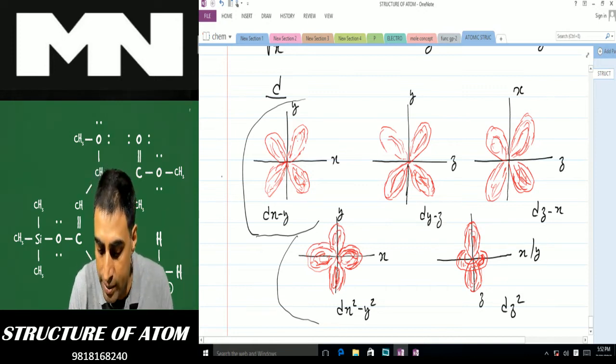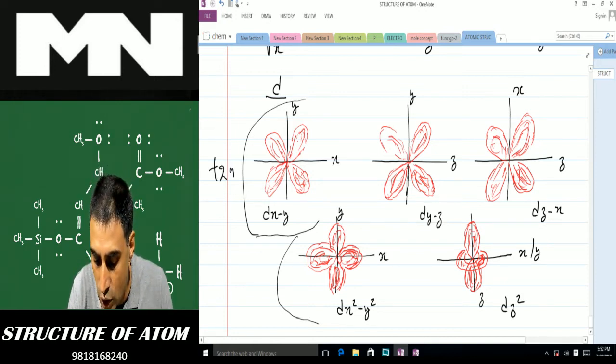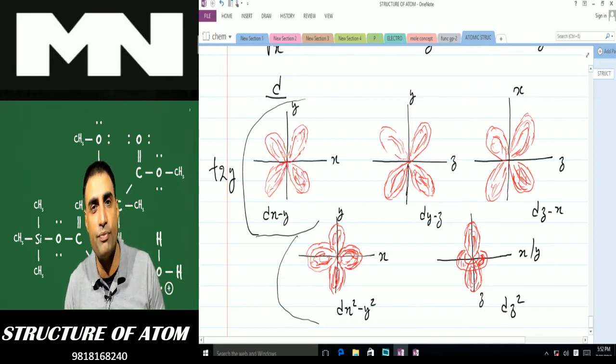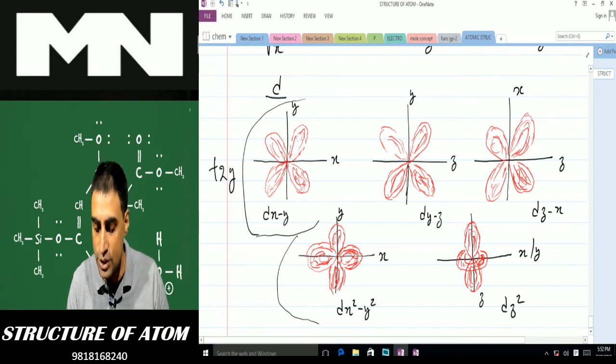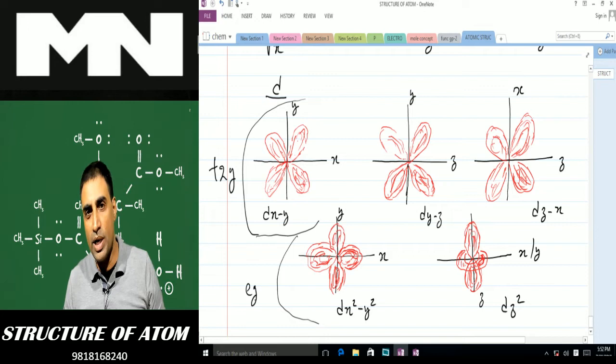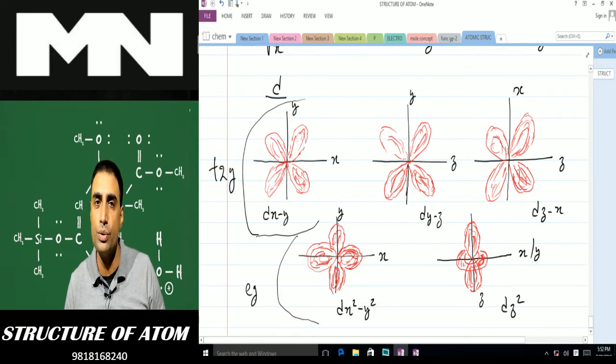And we call them t2g orbitals, whereas these two orbitals behave in a different way because they are directly on the axis. We call them eg orbitals. You are not going to use these notations eg and t2g in 11th standard, but definitely you are going to use them in 12th standard, so it is better to make a base and understand them on time.